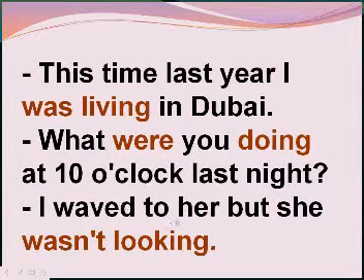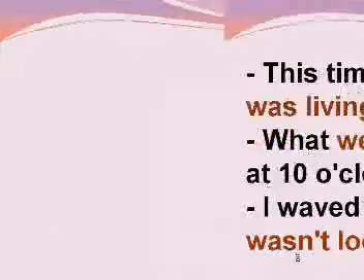What were you doing at 10 o'clock last night? I waved to her, but she wasn't looking. Okay, so in all these cases we have the past continuous tense, which consists, again, I'm reminding you of the form or the structure of this tense. We have verb to be plus verb ing, ending in ing. So verb to be, verb ing. Again, verb to be here and verb ing.